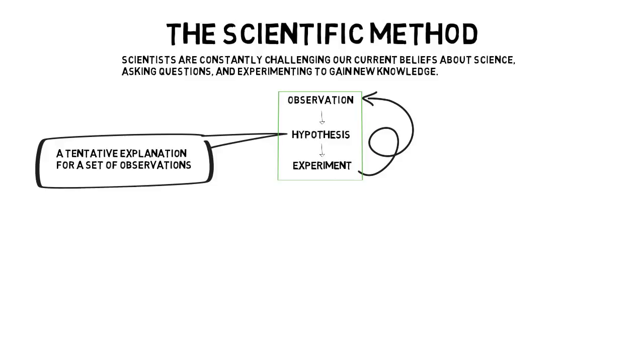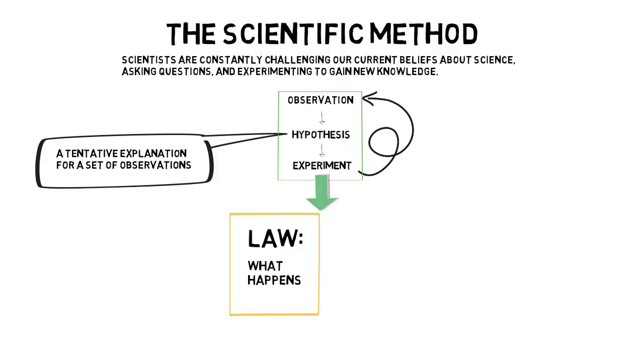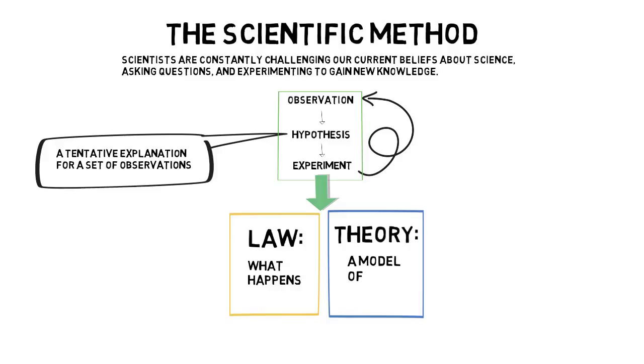After you go through this loop many, many, many times, you can come out of it with a scientific law. A scientific law is an explanation of what happens in science. We have some, like the law of gravity. It describes what gravity does. It pulls things toward the earth. It doesn't really tell us anything about why it happens. That is a theory. A theory is a model of why something happens.